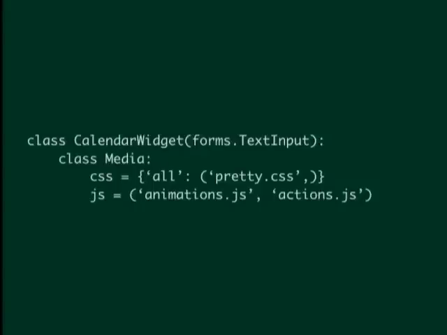So we have a calendar widget, and we have the inner media class, where we can define a dictionary of CSS related bits, where we have the media handler part of it, so it could be all, print, and whatnot, because this is going to generate that HTML, and you can pass in a tuple of the different CSS style sheets that you would want to add there, as well as JavaScript. The JS, where you can pass in as many different JavaScript files that you would want to render out.